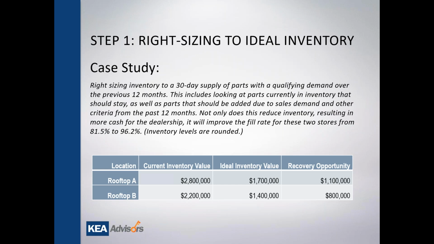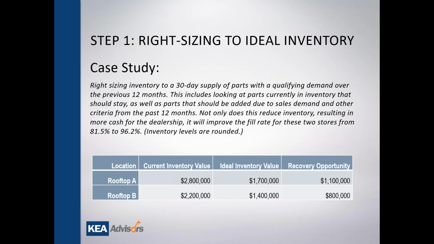So like I said, this is just a small sample set, and we have some rounded numbers here. But we had 2 stores, and their current inventory values together were 4 million. We took a look at the demand for parts in their stores and what should qualify for stock status, and we found they should only have, instead of 4 million, 3.1. So we found almost $1 million of opportunity.